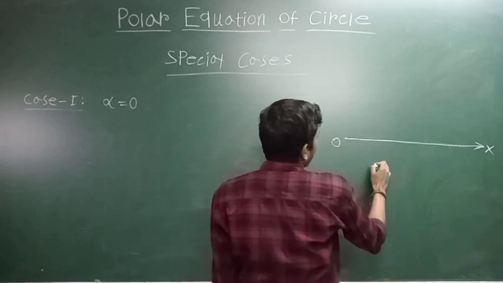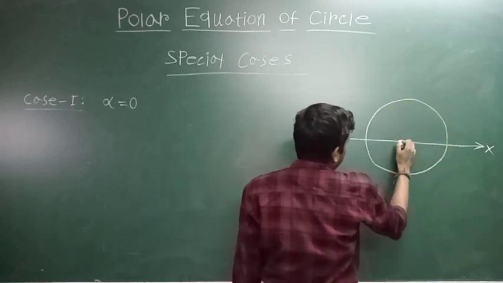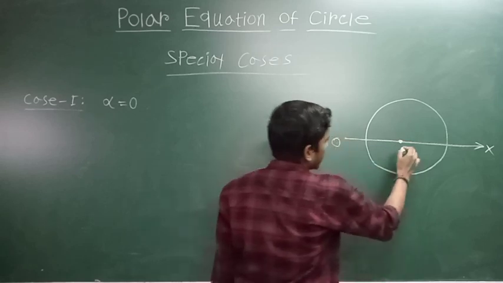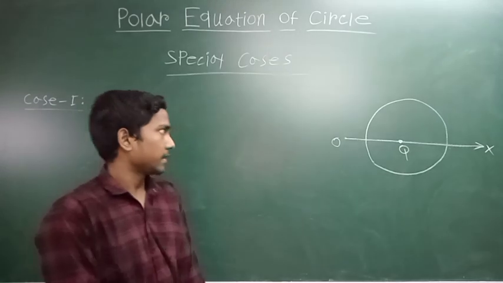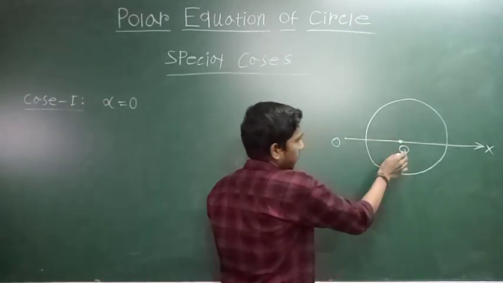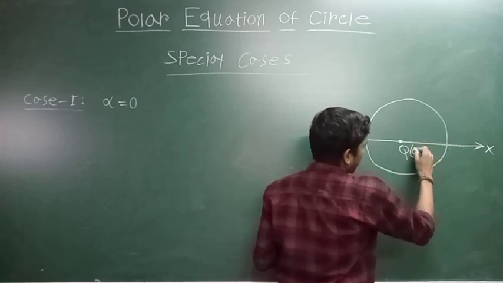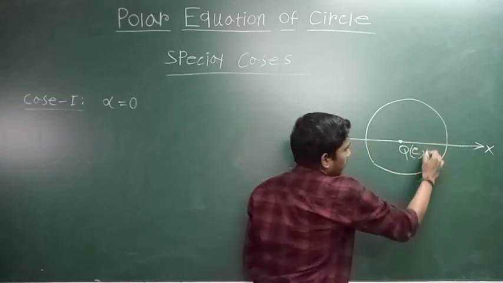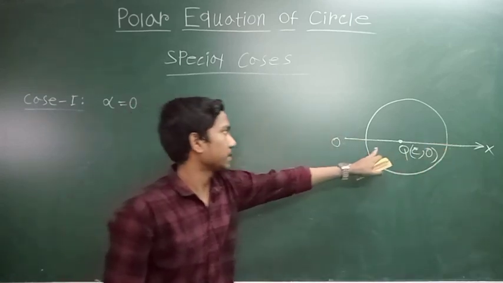Now this is the circle. Its center is on the initial line. Say this is point Q. Then if this distance OQ is C, then C comma 0 is the coordinate of the center of the circle.